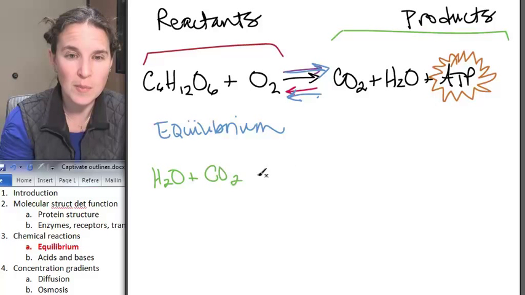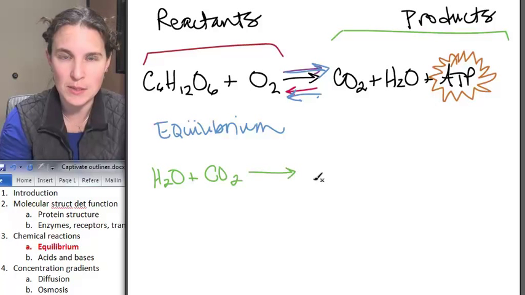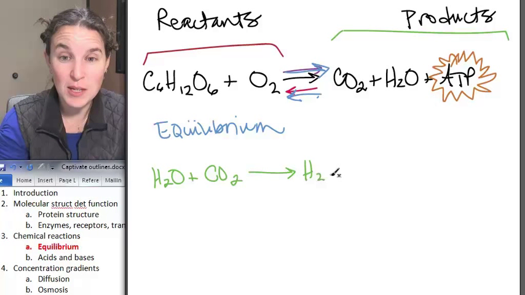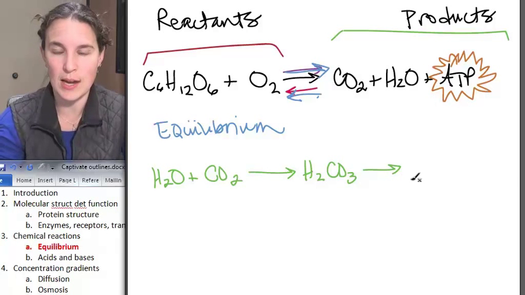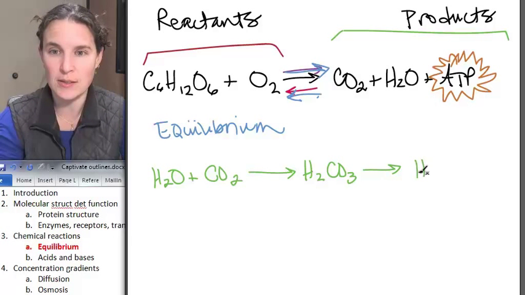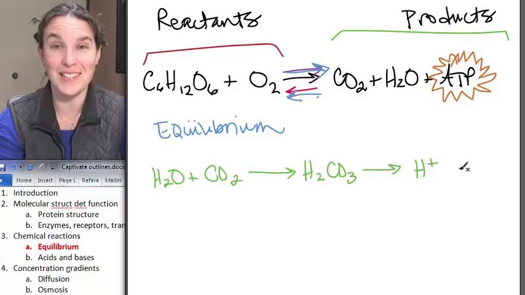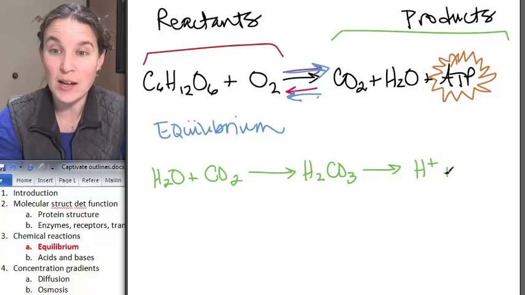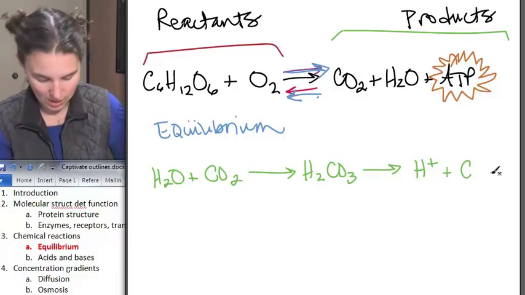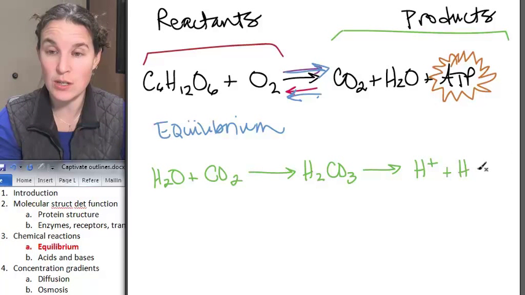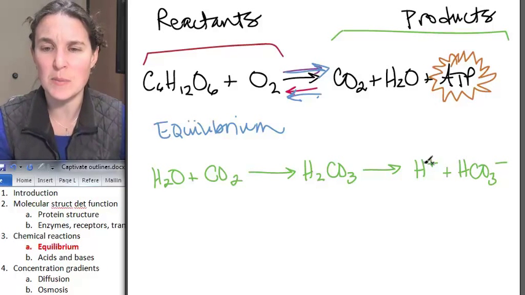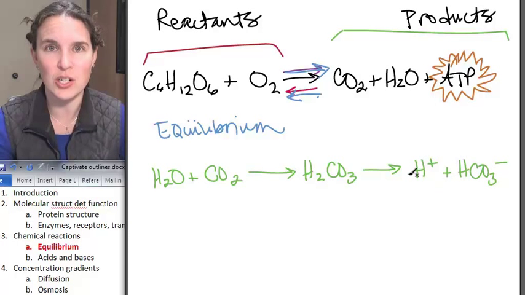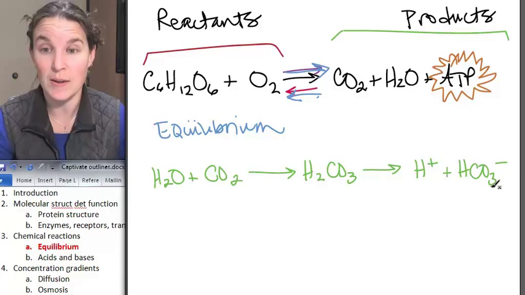Water and carbon dioxide, does anybody know what that becomes? It actually becomes carbonic acid, H2CO3. And then carbonic acid breaks down into hydrogen ions, and this is the whole acid and base thing, and we're actually going to talk about that today. Hydrogen ions and bicarbonate ions, HCO3-. The positive and the negative, this means it's an ion. This is a positively charged ion. This is a negatively charged ion.